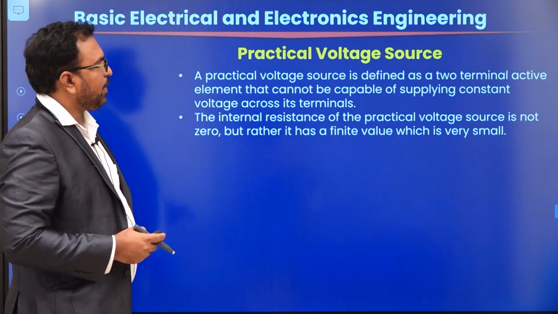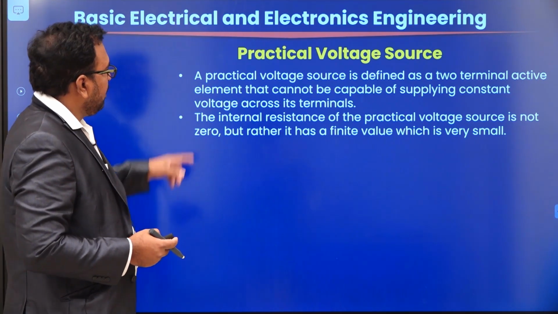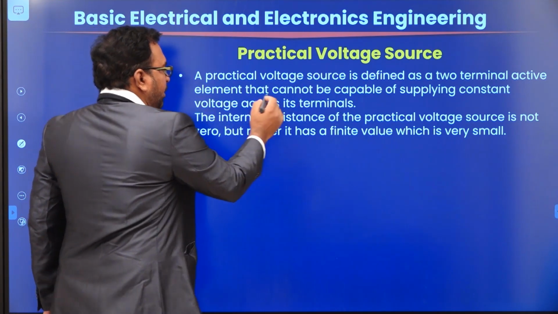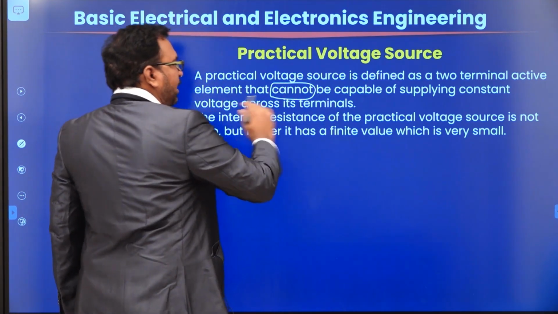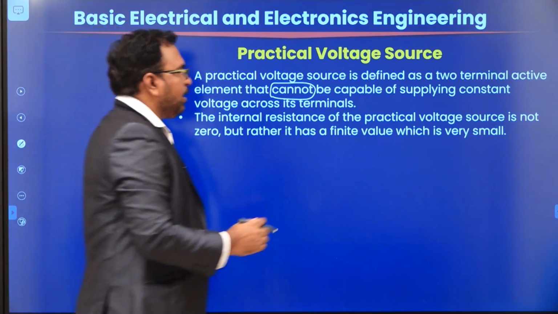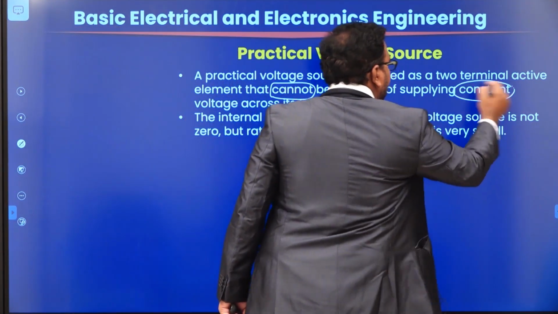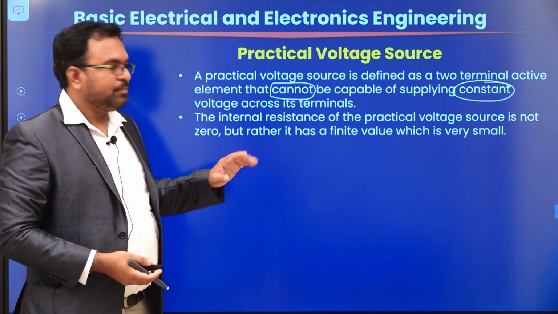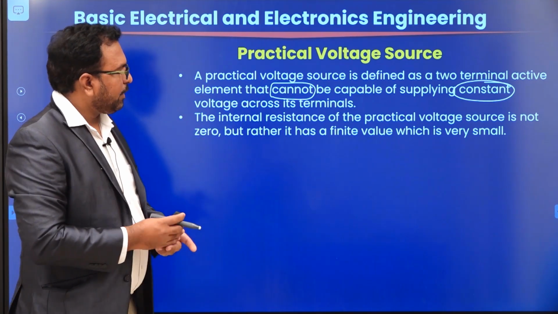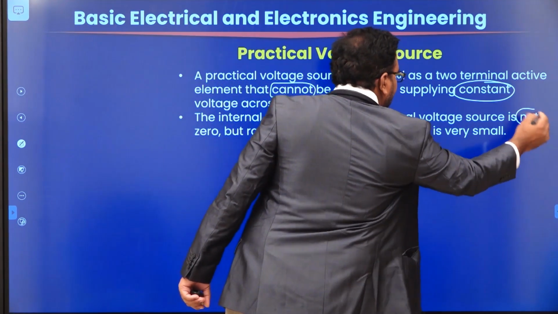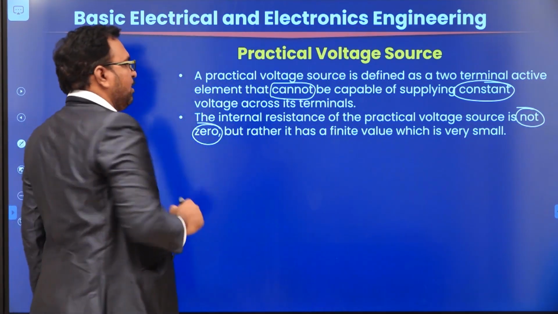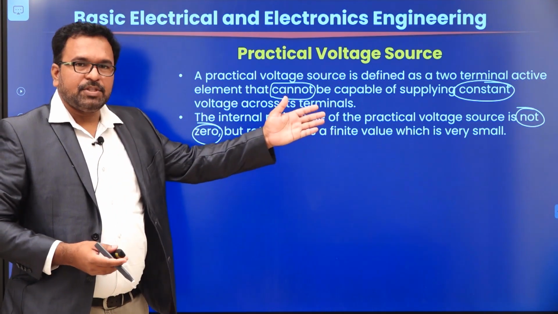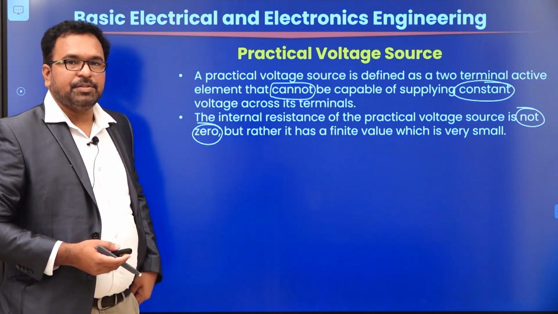But here, in the case of a practical voltage source, it is not possible. The practical voltage source is a two-terminal active element that cannot supply constant voltage across its terminals. The internal resistance of the practical voltage source is not 0, but rather it has a finite value which is very, very small, of course almost equal to 0.